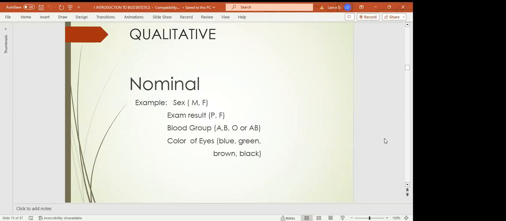All right. Can you think about any other nominal or discrete data? Something that's very specific. It's either this or that. Anyone? Anything comes to mind? Or not yet?